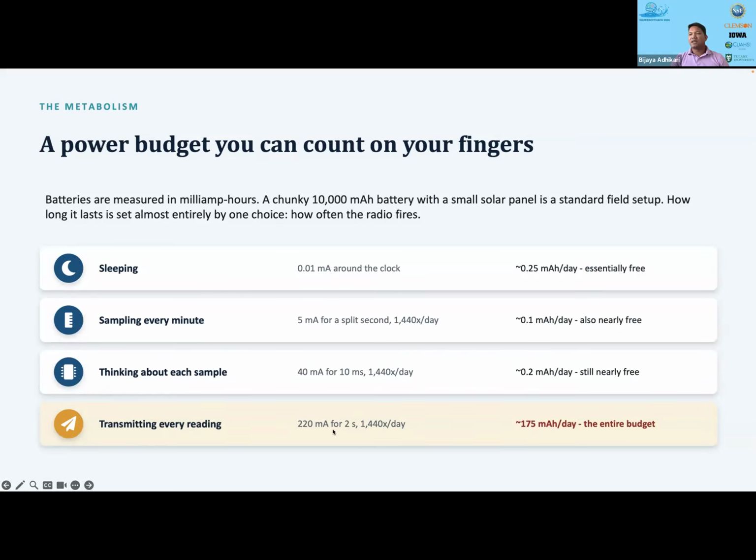But transmitting every second, that's expensive. That's the costliest thing that an edge device can do. So we can pack in as much computing as is possible given the processing power of the edge device, without thinking too much about the power. Which is good news, so at least there is one thing that we don't have to worry about.